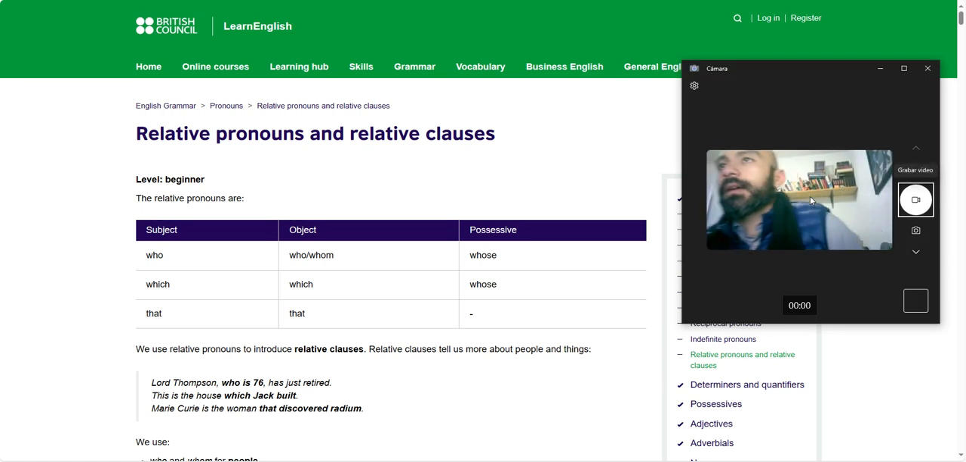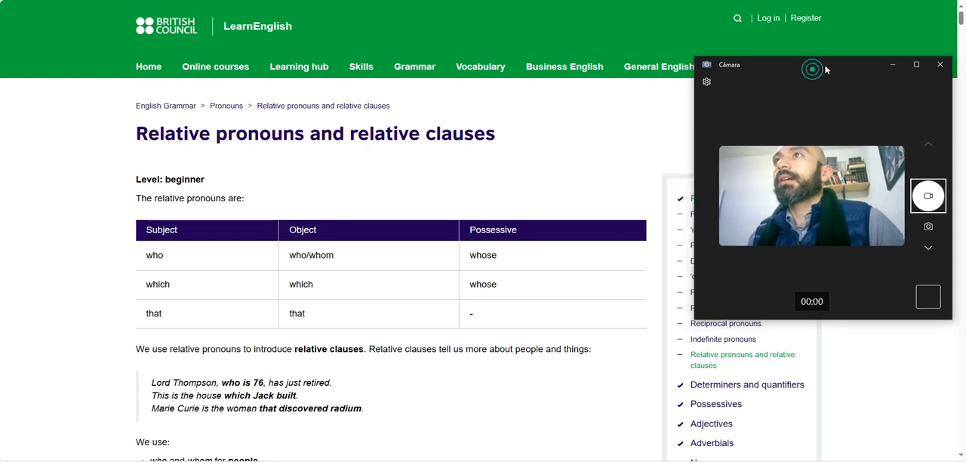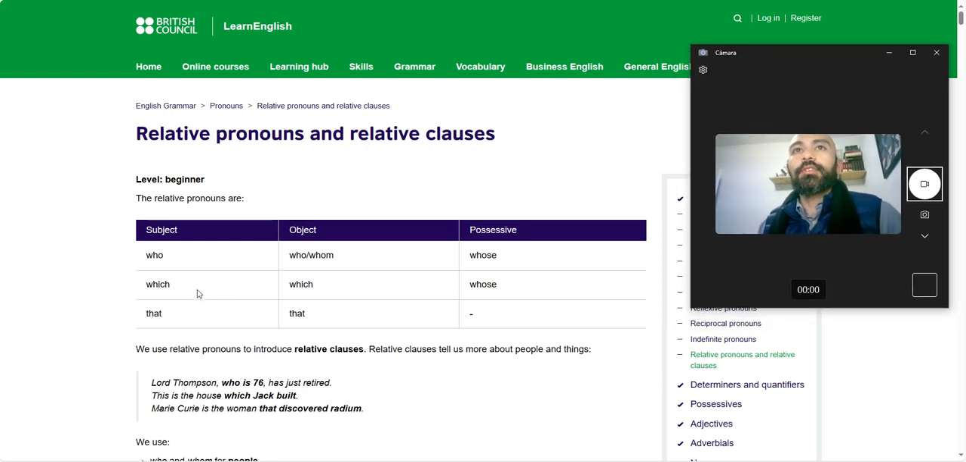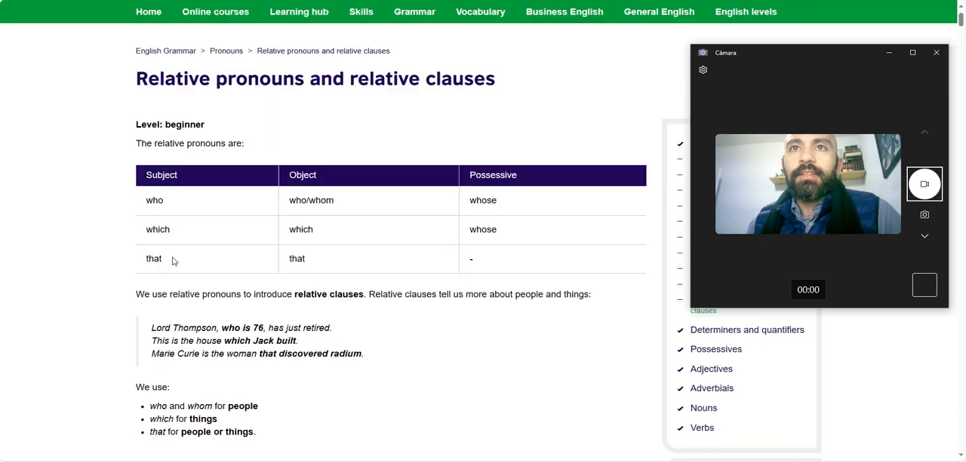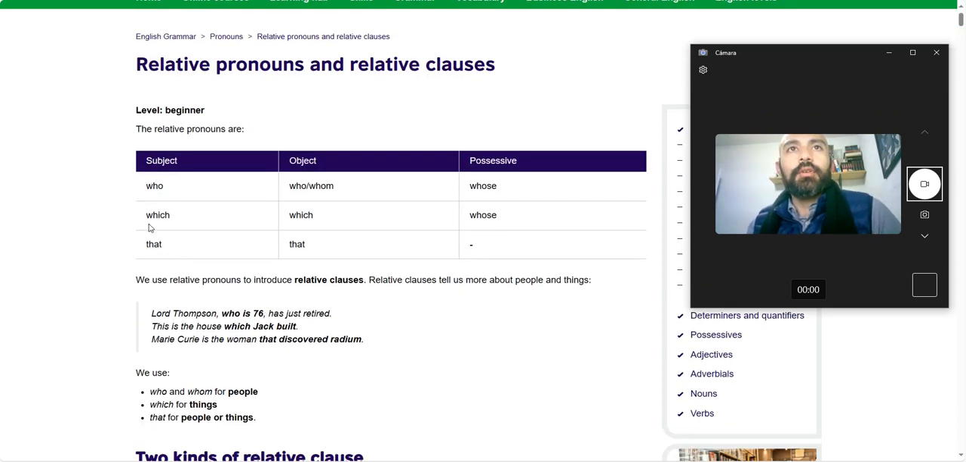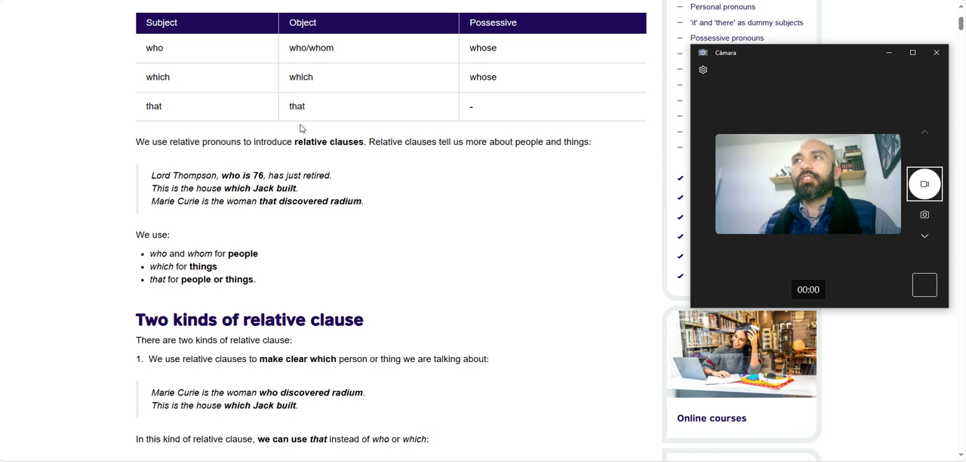Hello, everybody. Today we're going to talk about relative pronouns in relative clauses. It's a very, very simple topic, but sometimes we may get confused in the way we have to use this word. So basically, we have three different words, which are who, which, and that. They are going to help us to say something else about some specific topic or some characteristic of a person or a thing. Okay, so that sounds very complex, but it's actually pretty simple.